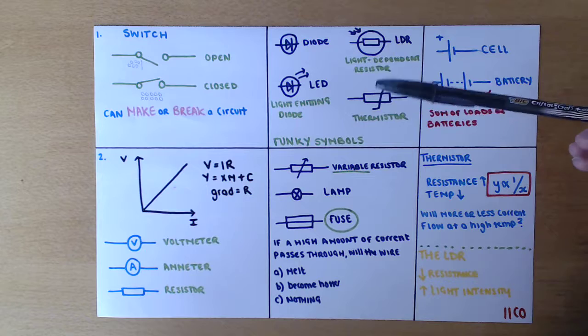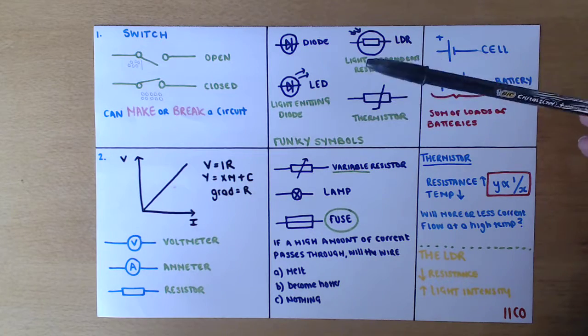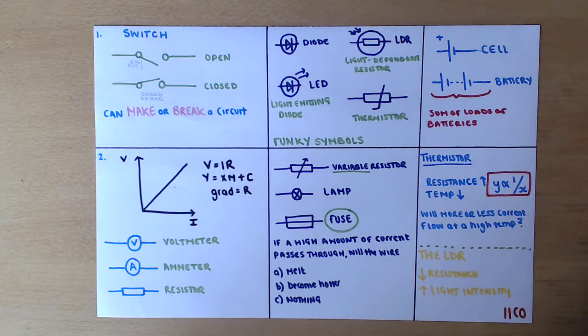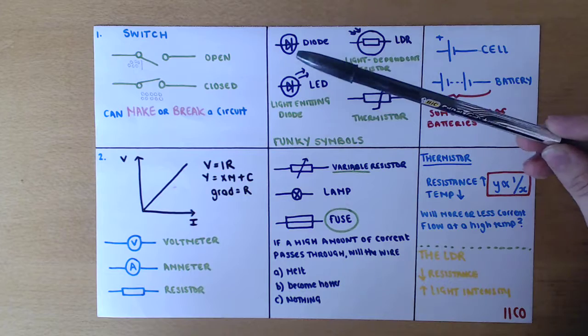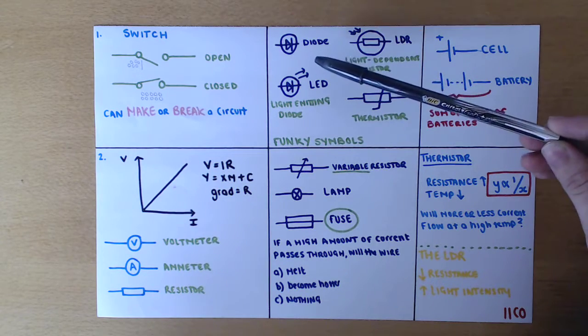Let's move on to some funky symbols. These are typical questions that are asked, like draw this symbol, what is this, that type of thing. So let's start off with a diode. A diode is like a stop-start symbol with a circle around it and the wire going through the whole thing.